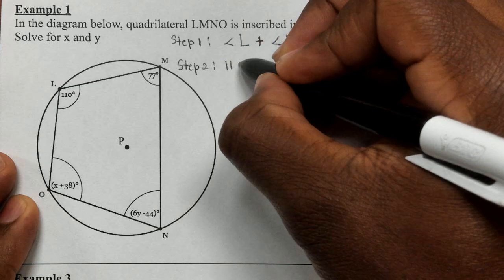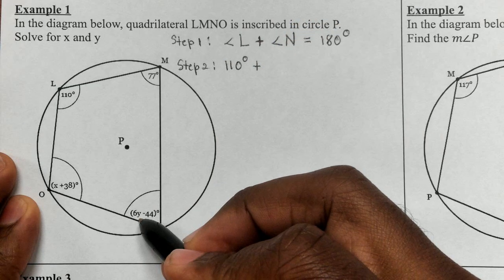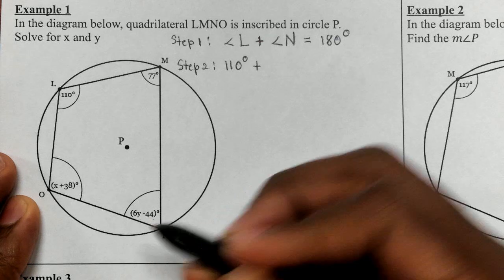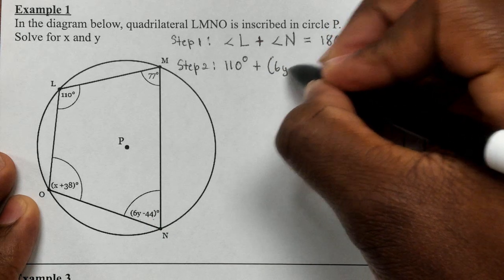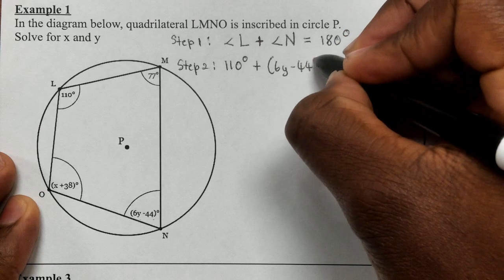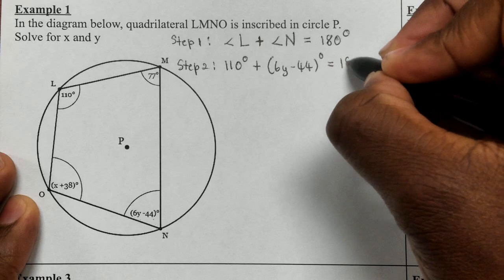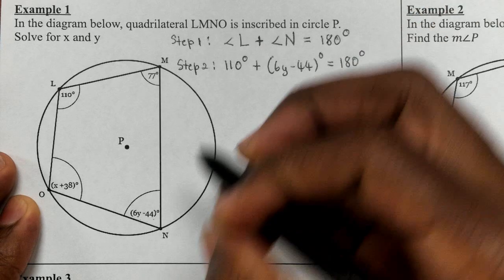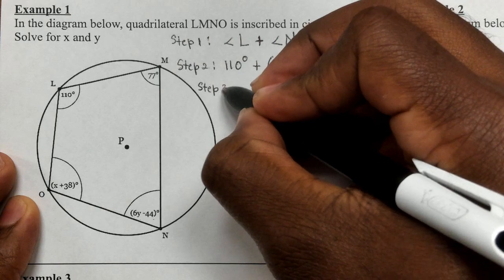So 110 degrees plus angle N, which is 6y minus 44 degrees, and that's going to be equal to 180 degrees. Now we're going to do step 3, which is solve for y.